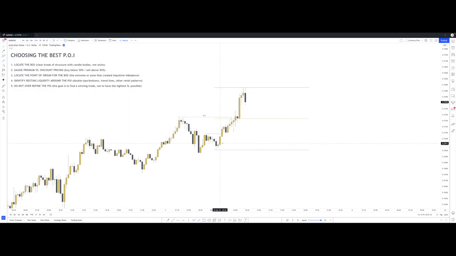So this point is our extreme, and it also created impulsive imbalance. We have imbalance right here, okay? So we can clearly see momentum kicked in from that point.